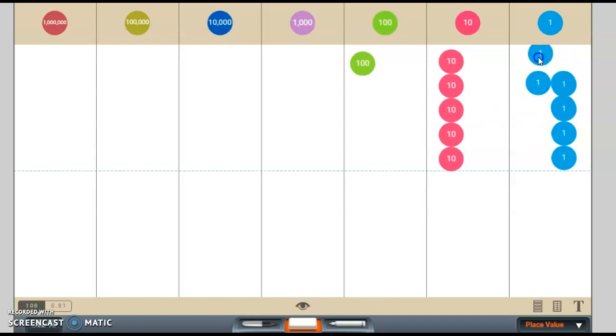I have 1, 2, 3, 4, 5, 6, 7, 8. So 158 is the difference between my two numbers. If I want to check that, I can now click the I and I see 158. So you can use these exact same tools to help yourself.